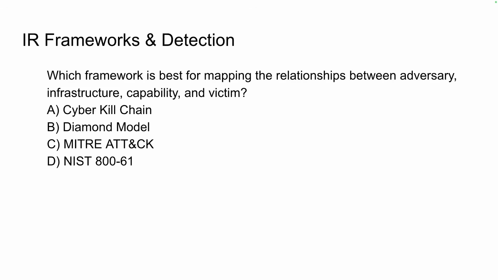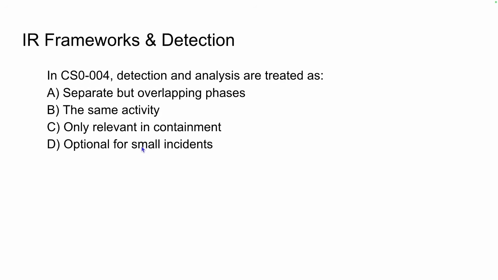So the cyber kill chain gave us the steps from reconnaissance all the way to actions on objectives. The MITRE ATT&CK framework is actually really great for doing all of these things, but if they're asking us about this four-part kind of mechanism here, that would be the diamond model. The NIST, this is technically a framework, but it's not what we're talking about for this concept. So this is one of those things meant to distract us. So it's definitely not cyber kill chain, and it's not MITRE ATT&CK. So the answer could only be the diamond model.